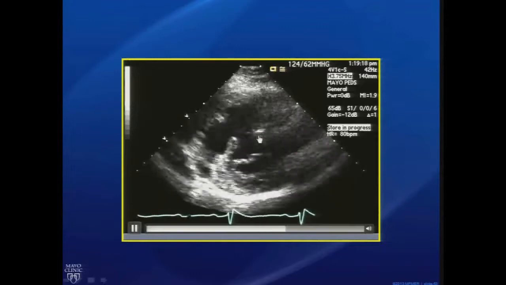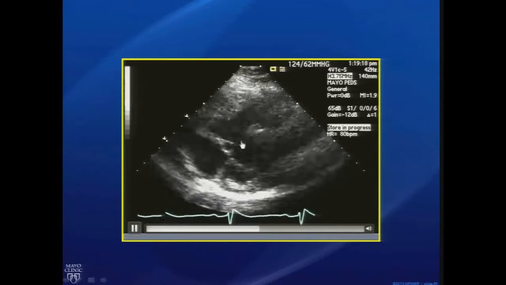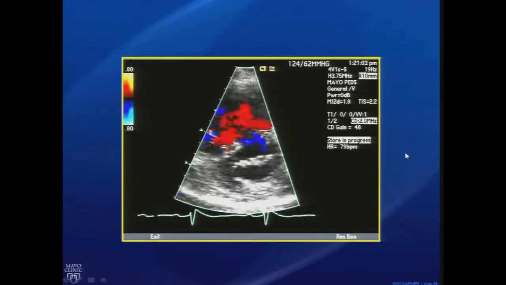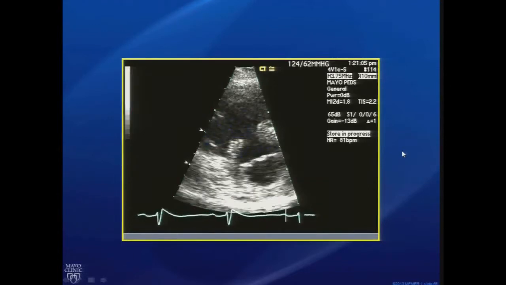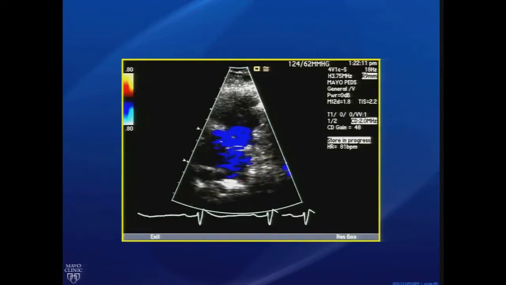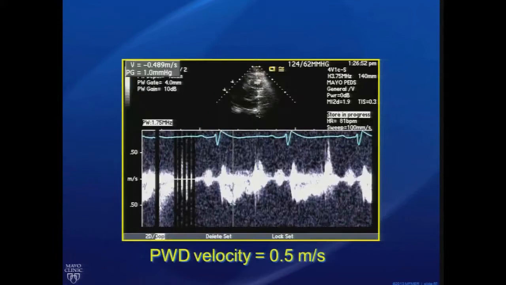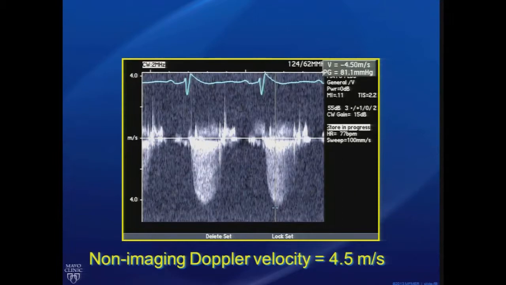Parasternal short, we're kind of scanning down to the mitral valve level. There's the color flow. Still frame for you. Pulmonary outflow. Pulse wave Doppler. Continuous wave.